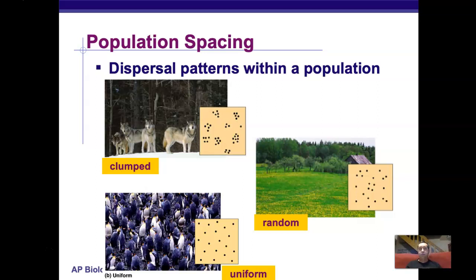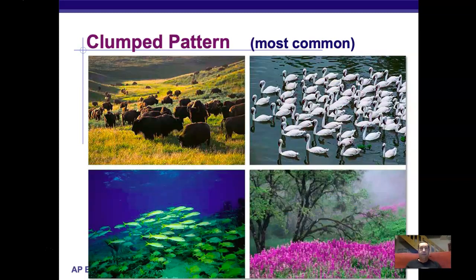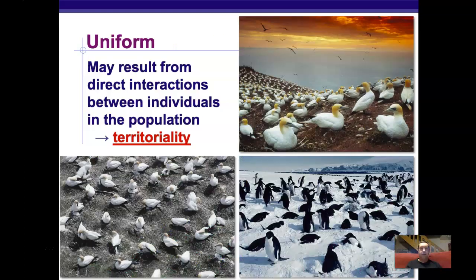Population spacing or dispersal patterns, there's three kinds. There's clumped, random, and uniform. They tell us a little bit about the kinds of interactions they have with other members of the population. Clumped is the most common. They tend to be clumped around resources, around available water, around breeding sites, whatever it is that population needs. Typically, the resources are not evenly spread through the habitat. So they're going to be clumped where those resources are readily available. You can see some examples here in the pictures.